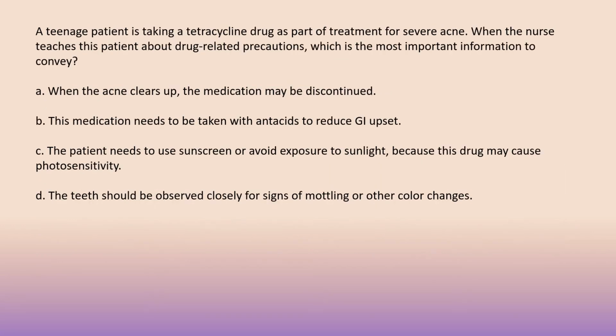A teenage patient is taking a tetracycline drug as part of treatment for severe acne. When the nurse teaches this patient about drug-related precautions, which is the most important information to convey? A. When the acne clears up, the medication may be discontinued. B. This medication needs to be taken with antacids to reduce GI upset. C. The patient needs to use sunscreen or avoid exposure to sunlight because this drug may cause photosensitivity. D. The teeth should be observed closely for signs of mottling or other color changes.